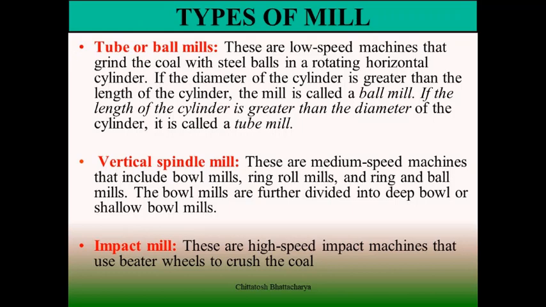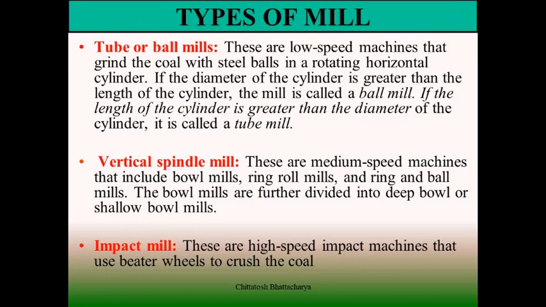The majority of the boilers of large capacity units have tube or drum mills or ball tube mills. These are low speed mills, which grind coal with steel balls inside a rotating horizontal cylinder. If the diameter of the cylinder is greater than the length of the cylinder, this type of mill is called a drum mill, and if the length of the cylinder is greater than the diameter of the cylinder, it is called a ball tube mill.